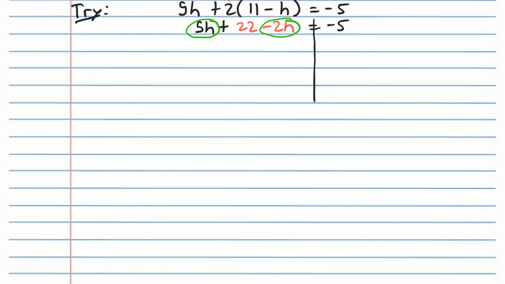So 5 minus 2 gives you 3h. Bring down the other pieces, so plus 22, -5. Now we're down to a two-step equation. So we can get rid of that 22. It's positive, so we'll subtract.